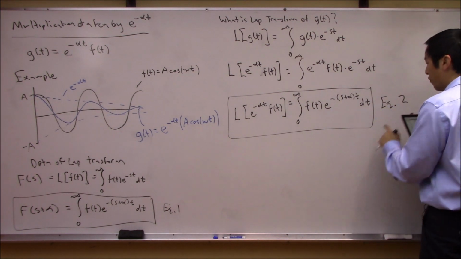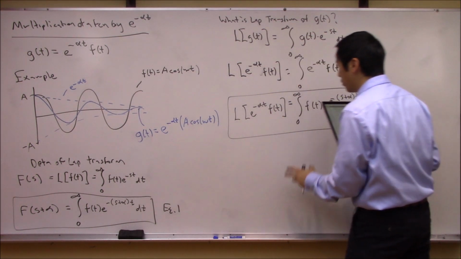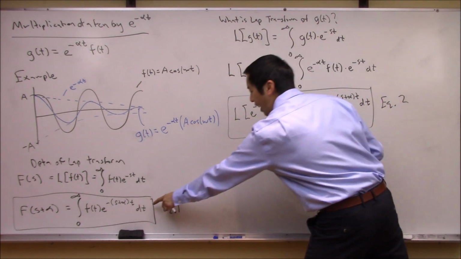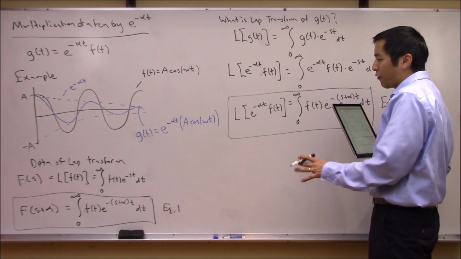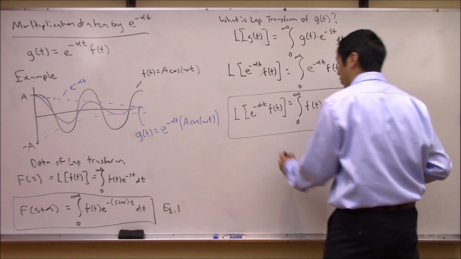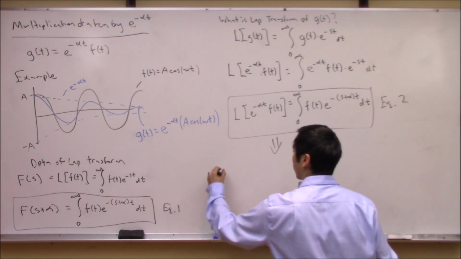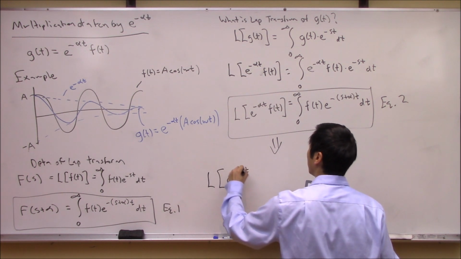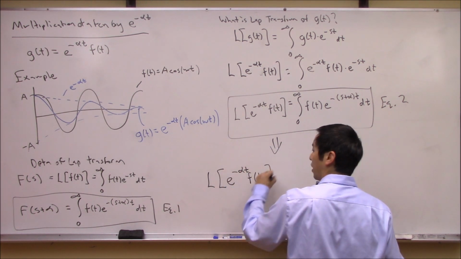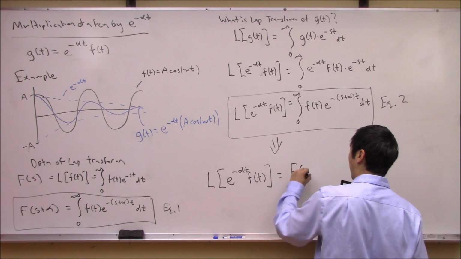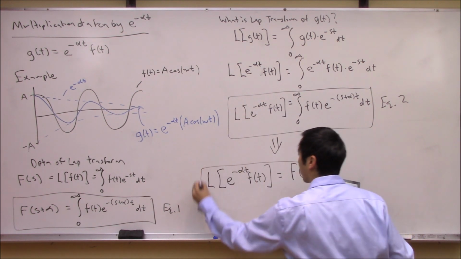Okay, now if you look at equation 1 and equation 2, the right-hand sides are identical, right? So therefore, the left-hand sides have to be identical. So this immediately follows that we can say that the Laplace transform of e to the minus alpha t times f of t is equal to F of s plus alpha. And this is the result we're gunning for.